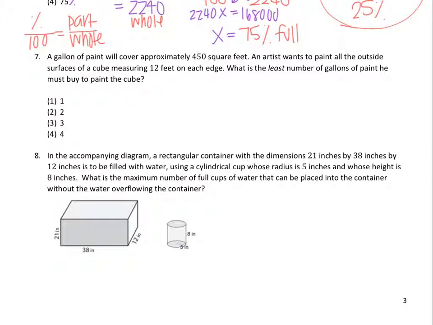Number 7 says a gallon of paint will cover approximately 450 square feet. An artist wants to paint the outside surfaces of a cube measuring 12 feet on each edge. What is the least number of gallons of paint he must buy to paint the cube?